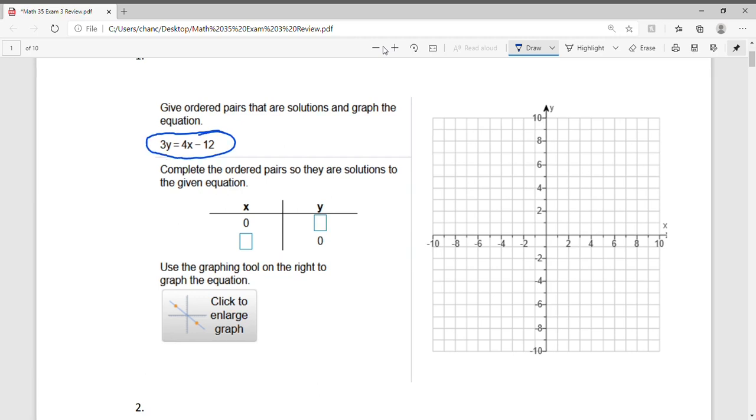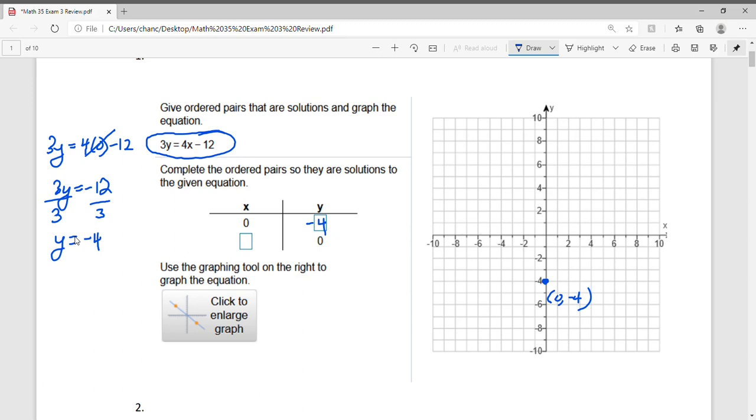We want to use x equal to 0, and we'll plug that into the equation. We have 3y equals 4 times 0 minus 12, and I can solve for y. 4 times 0 is clearly 0, so we have 3y equals negative 12. Divide both sides by 3. I have y is equal to negative 4. So we can plot the point (0, -4) on the graph. And here's the point (0, -4).